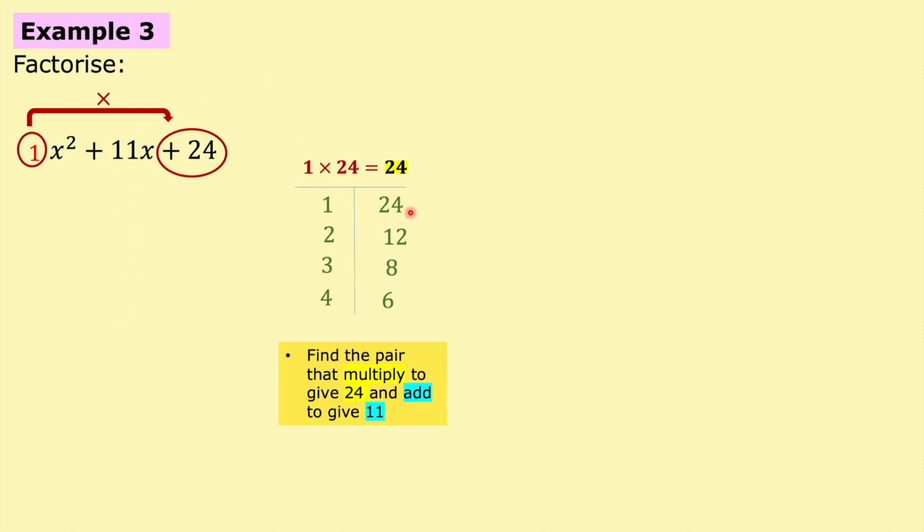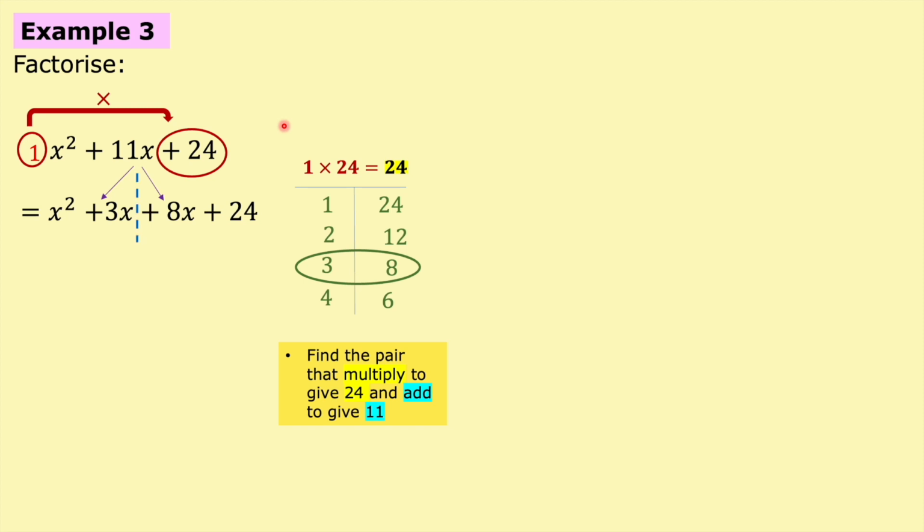Okay, so 1 add 24 is 25, it's not going to be that. 2 add 12 is 14, but 3 add 8 is in fact 11, so that is the factor pair that we're going to be using. We're then going to rewrite our expression, splitting up 11x into 3x plus 8x to give us the second line. Remember, x squared stays the same, 24 stays the same.